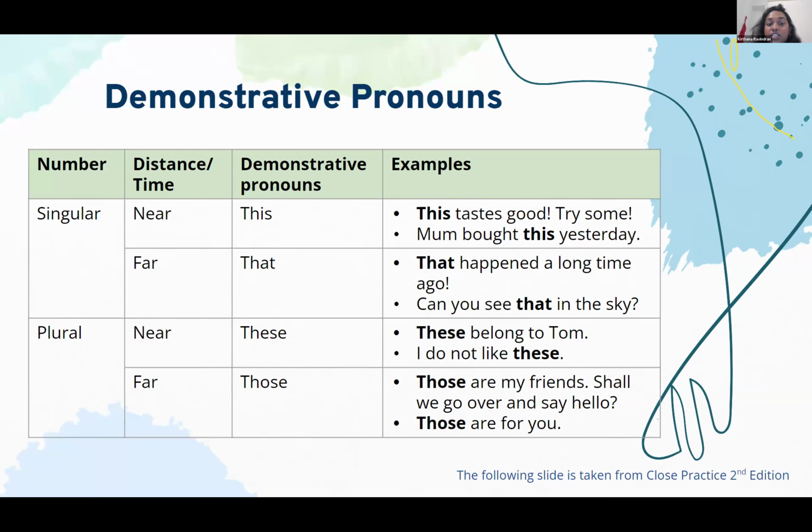So basically use this and these when it's near you. We use that and those when it's far away. Okay, and then there's difference in the singular and plural. Okay, any questions? You can unmute.